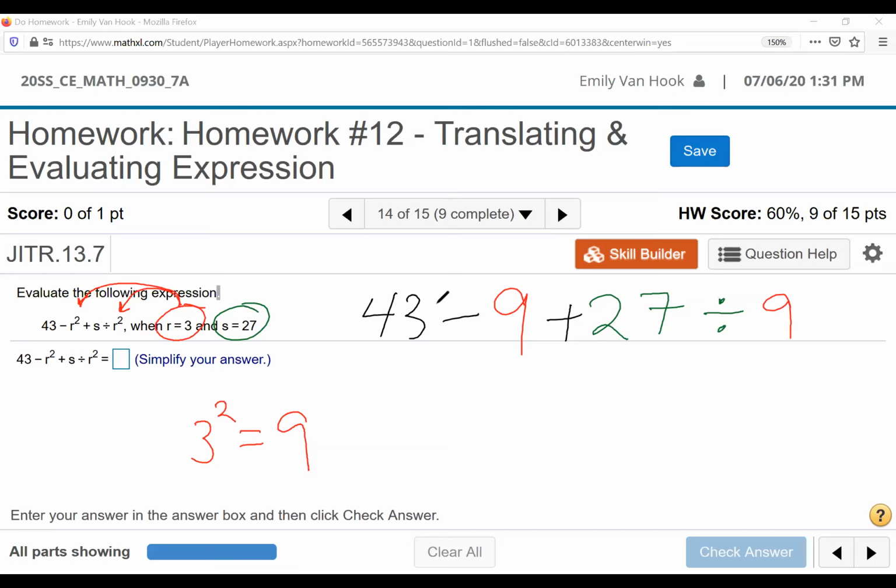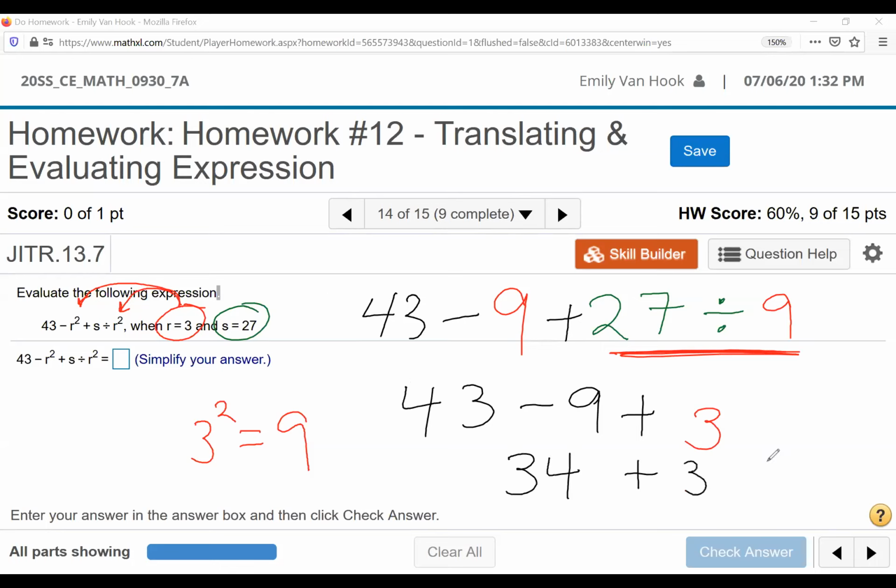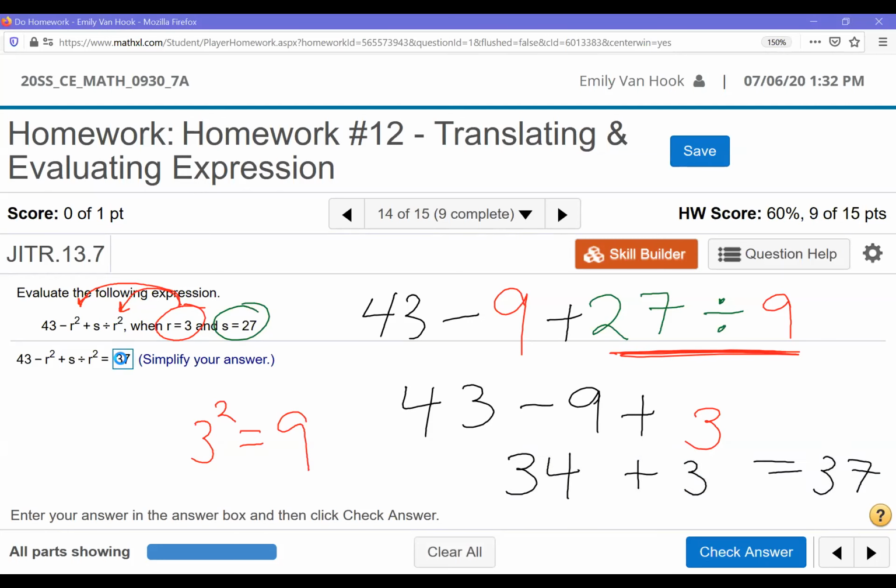Okay, remember your order of operations. Don't just go left to right at this point. We evaluated exponents already. Now we can do multiplication or division. So what we need to do next is this 27 divided by 9 at the end. That's 3. So here's where we are. 43 minus 9, and now just plus 3, because we did 27 divided by 9 is 3. Now that all we have left to do is adding and subtracting, now we can go left to right. 43 minus 9, that would be 34. And then 34 plus 3 would be 37. All right, 37 is my answer.